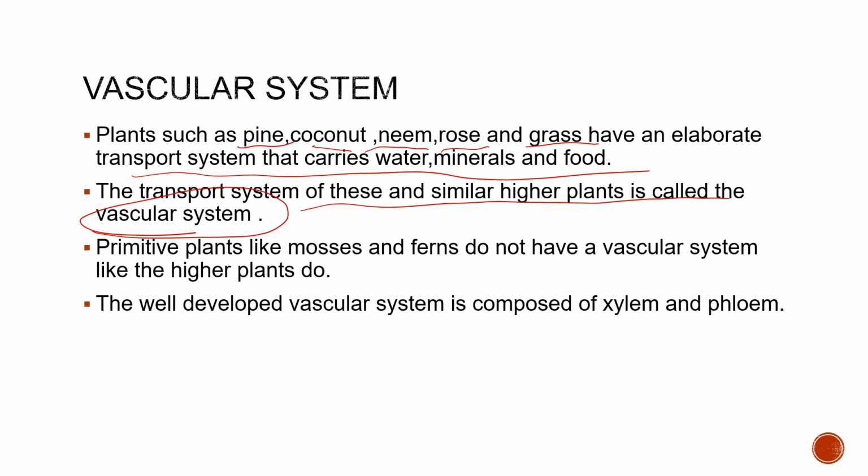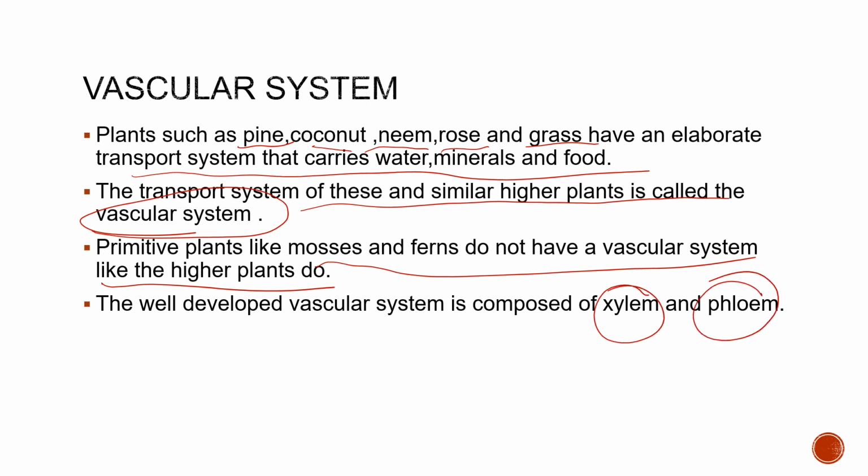Now primitive plants like mosses and ferns do not have any vascular system like other higher plants do. Is it clear to everyone? A well-developed vascular system is always composed of two very important components, that is xylem and phloem. These are the main two components of the vascular system which help to transport food, water and minerals to different parts of the plant body. Now we are going to study these in detail.